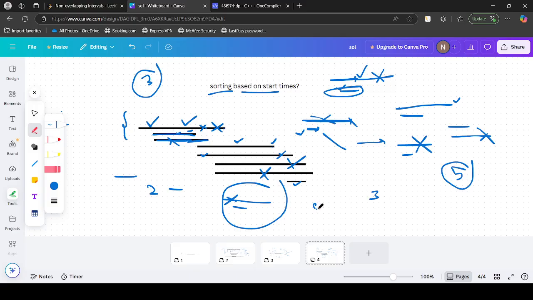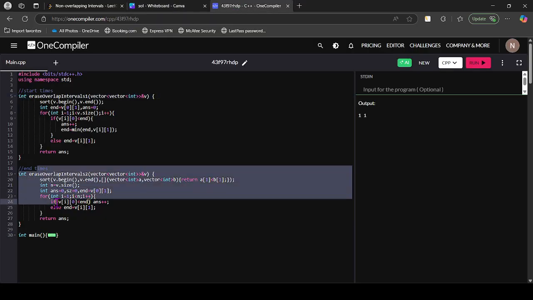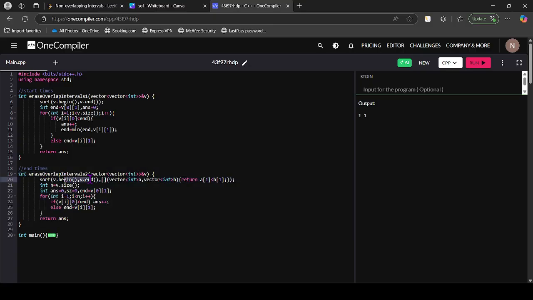We can simply use an end variable to specify the largest endpoint that is in the non-overlapping set. And if we find a lower one which is overlapping with the previous one, we can update the endpoint, saying that this is our new non-overlapping one and we are removing the previous from the set. So this is based on end times. So sort v.begin and v.end. This is a comparator, so we can sort with respect to end time.